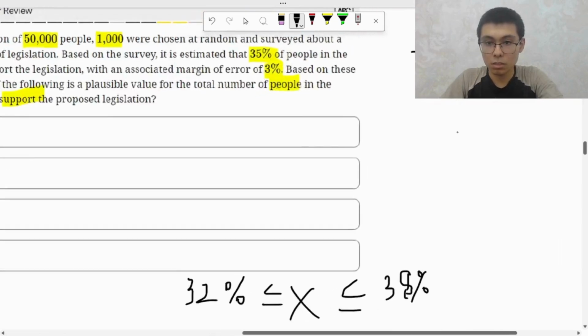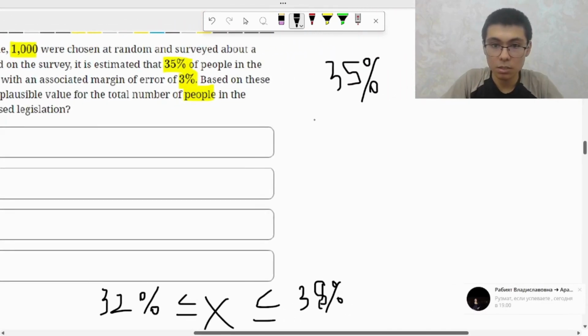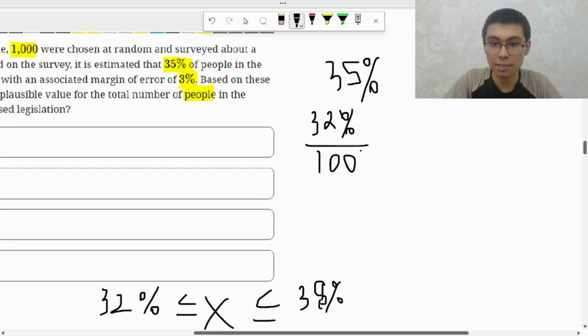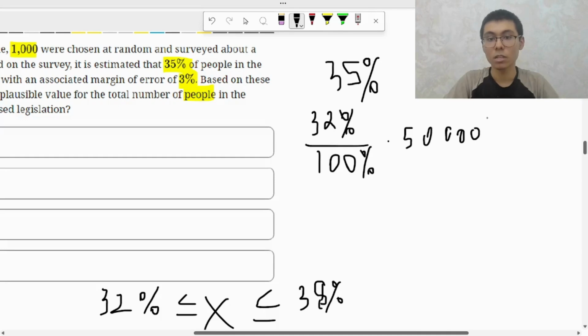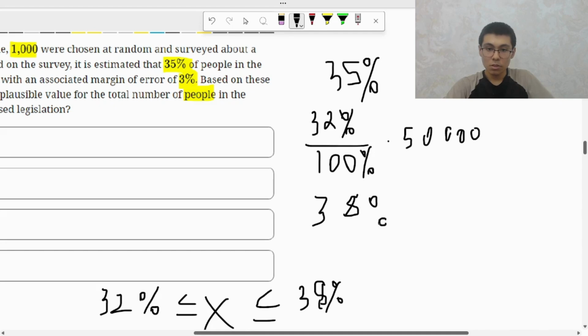So what we're gonna do is write that here. 32% divided by 100% multiplied by 50,000 people. And this is going to be the minimum number of people who are going to support, and the maximum number of people who are going to support is 38 divided by 100% multiplied by 50,000.